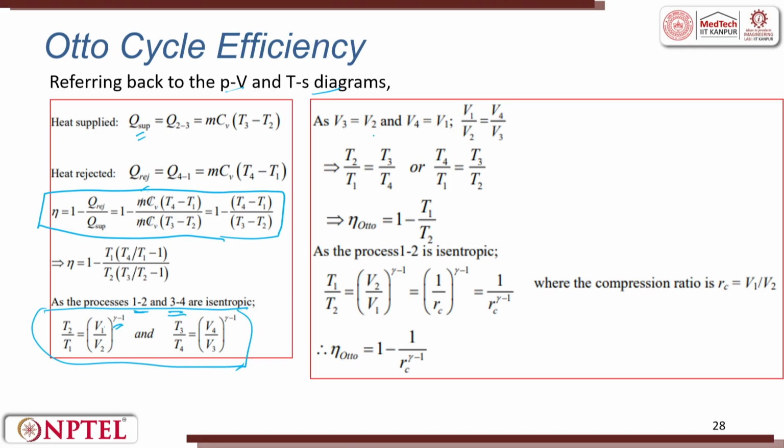As V3 equals V2 and V4 equals V1, V1 by V2 is equal to V4 by V3. So T2 by T1 is equal to T3 by T4, or T4 by T1 is equal to T3 by T2. Now this is the Otto cycle thermal efficiency, which is 1 minus T1 by T2. As process 1 to 2 is isentropic, finally the efficiency is 1 minus 1 by rc to the power gamma minus 1, where rc is the compression ratio. What is the compression ratio? V1 by V2. So we have changed this to rc.